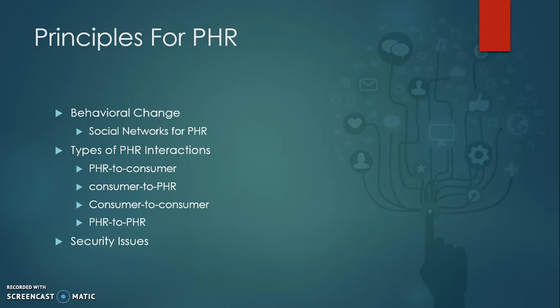The four interactions to consider regarding personal health record adoption are personal health records to consumers, such as automated alerts, consumer to personal health record, such as updating health data, consumer to consumer, such as social networks, and personal health record to personal health record, such as the transfer of updated data.